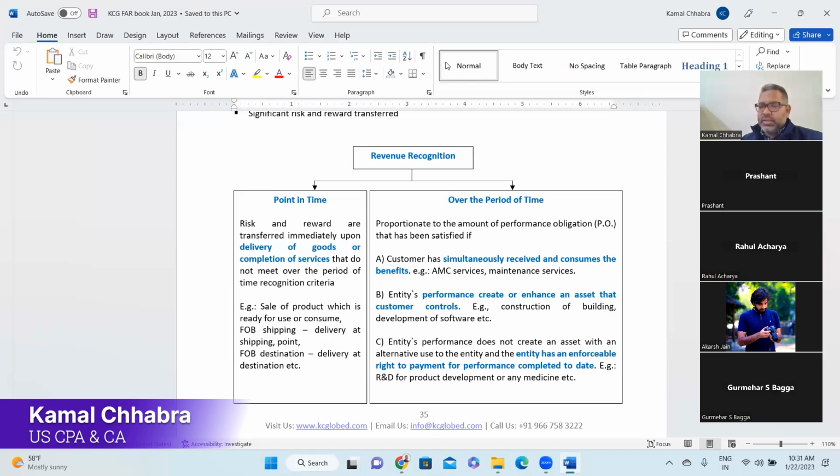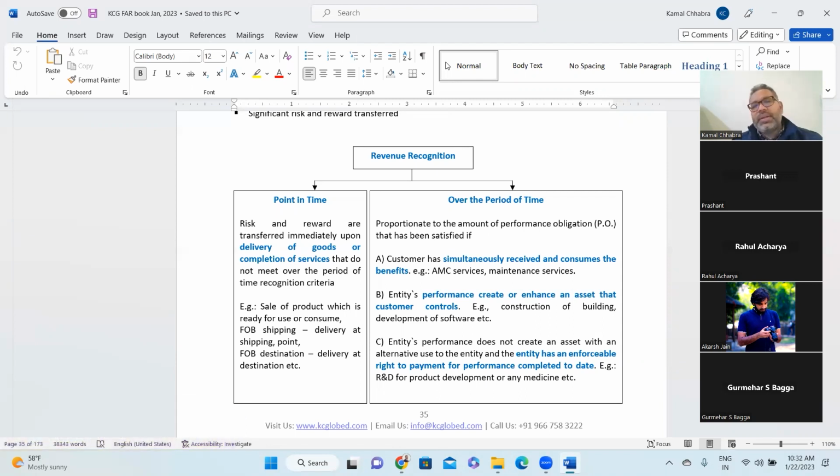In the product sales category, you will see these are two terms very commonly used across the globe, and they are generally negotiated across the globe as well, right? Now, which one is more important for us to understand as a CPA is the over-the-period-of-time criteria. So let's look at the right-hand side of the box. It is proportionate to the amount of performance obligation that has been satisfied if a customer is simultaneously receiving and consuming the benefit.